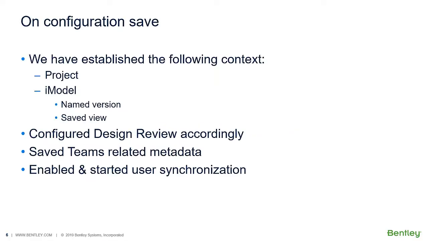So on clicking save, there are quite a few things that happen with our app. First of all, we have established the following context. We have picked some project and some iModel. And with the iModel, we could have also picked a specific named version. We could have chosen to just use the latest one, which would roll off the tip, or selected a specific one. And the same would be for saved views. We could have just selected the default or a specific one to use when rendering designer view.